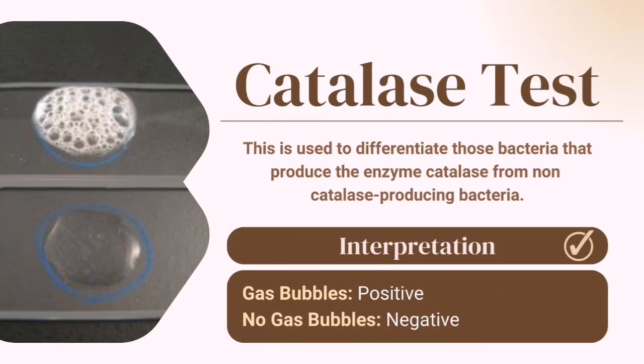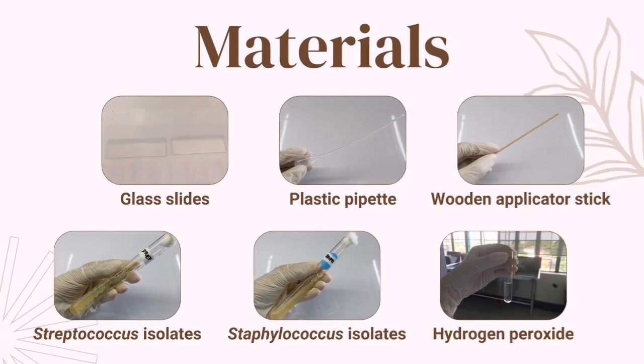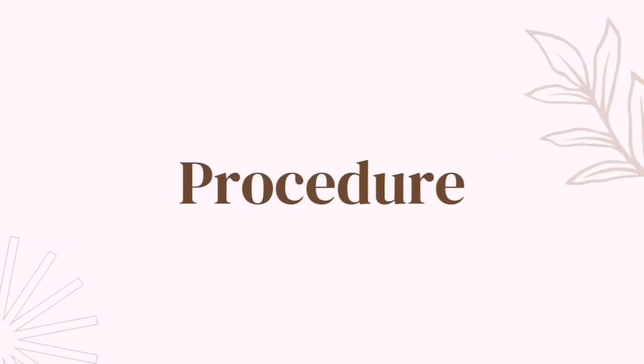Catalase test is used to differentiate those bacteria that produce the enzyme catalase from non-catalase producing bacteria. Its interpretation is, if it is positive, there is a formation of gas bubbles, whereas if it is negative, there are no gas bubbles. The materials used are the following: glass slides, plastic pipette, wooden applicator stick, Streptococcus isolates, Staphylococcus isolates, and hydrogen peroxide. After preparing the materials and disinfecting your workplace, we can now start with the procedure.